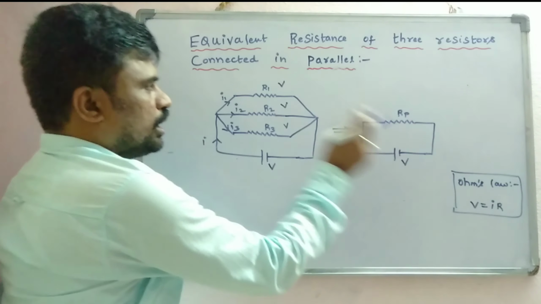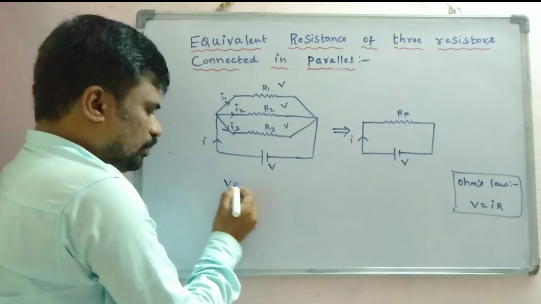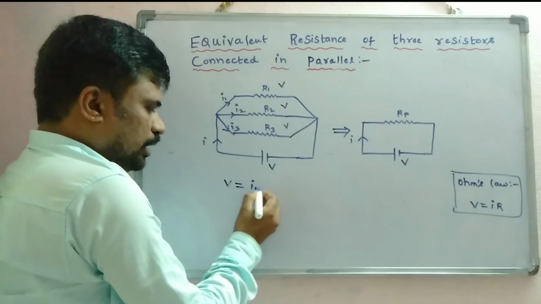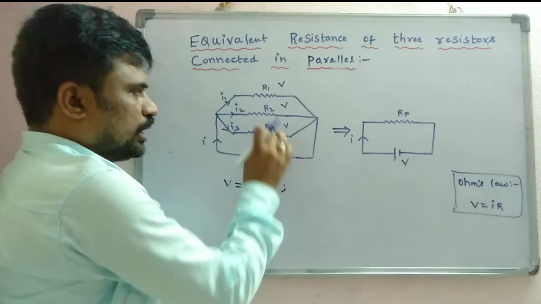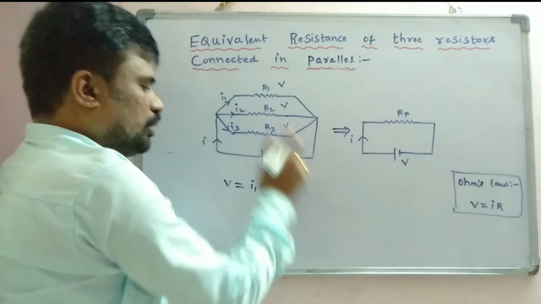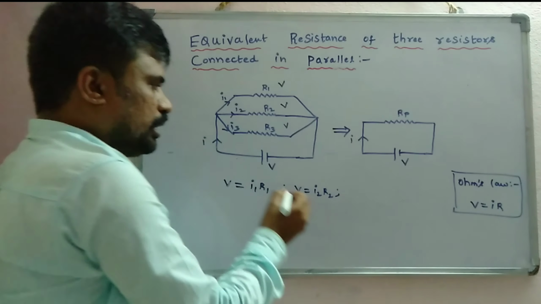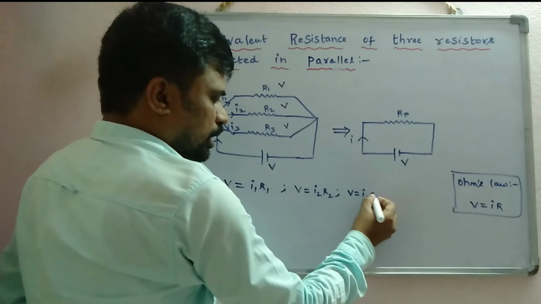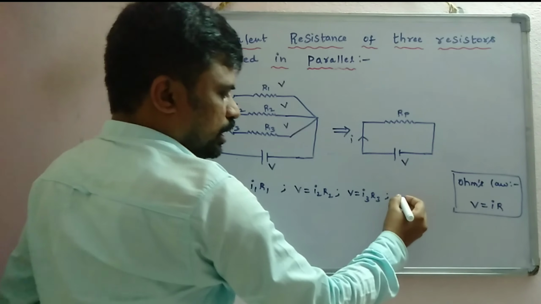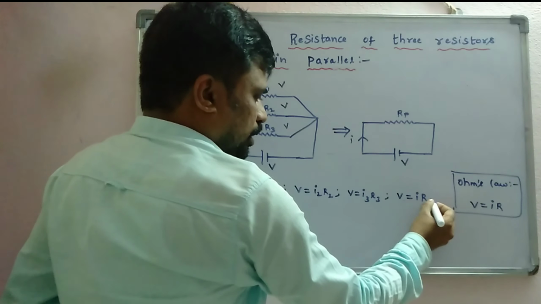Now let us apply Ohm's law to the first resistor. V equal to IR. What is V? V equal to I1 R1. And for the second resistor, V equal to I2 R2. For the third resistor also, V equal to I3 R3. And for the equivalent resistance, V equal to I Rp.